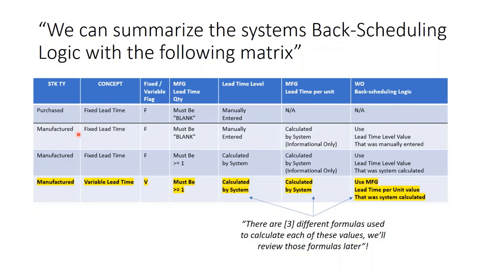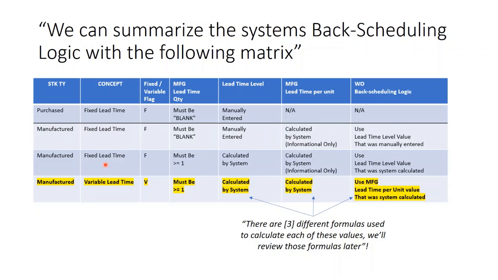If we were to manually enter fixed lead times for a manufactured item, we would set the fixed variable flag to F, make sure the manufacturing lead time quantity field is blank, and then simply manually enter the fixed days to replenish the manufactured item in the lead time level field. When the lead time roll-up program runs, it will still calculate the lead time per unit, but that becomes informational only. When cutting work orders for this manufactured item, it will back schedule the work order to determine a start date using the manually entered lead time level value.